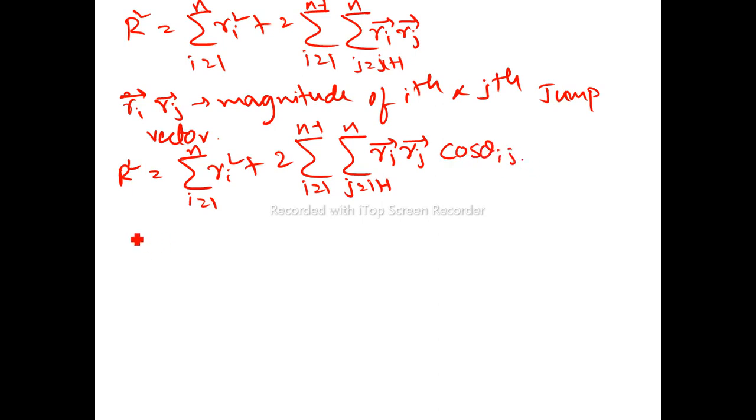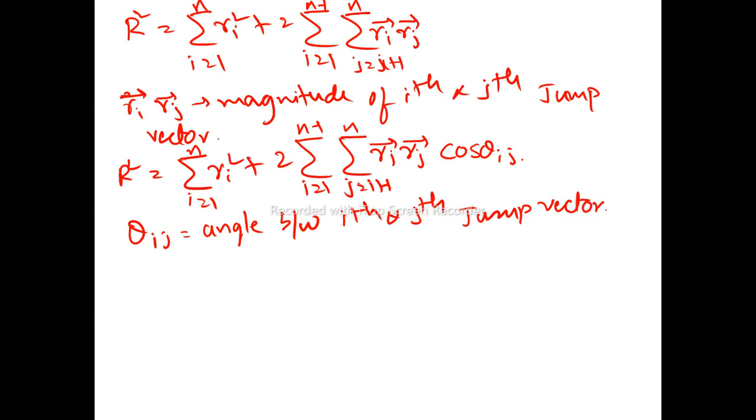So theta ij is given as the angle between the ith and jth jump factor. So this is a generalized equation. Okay, I will give a small example for this one.